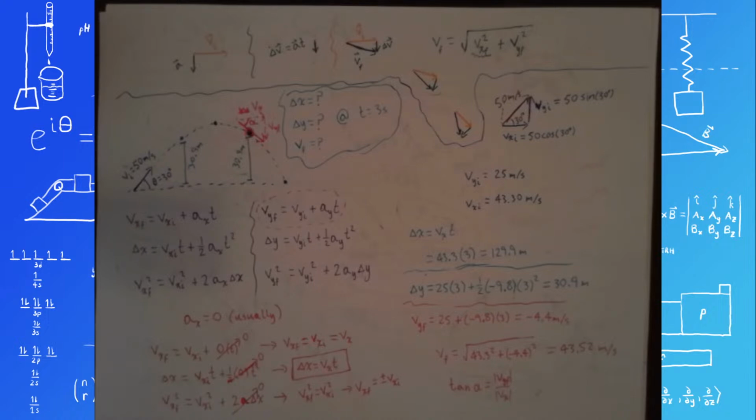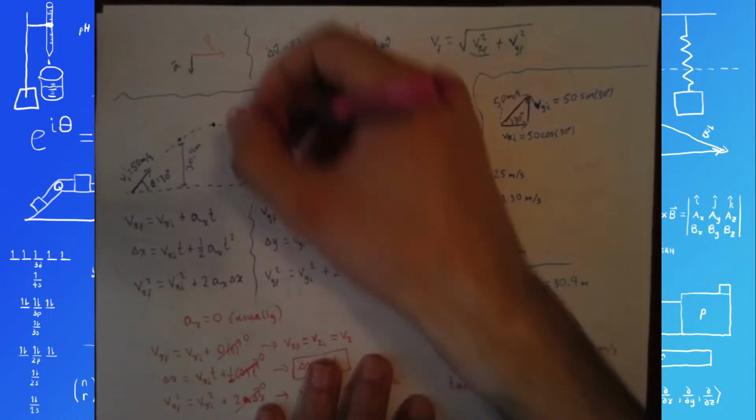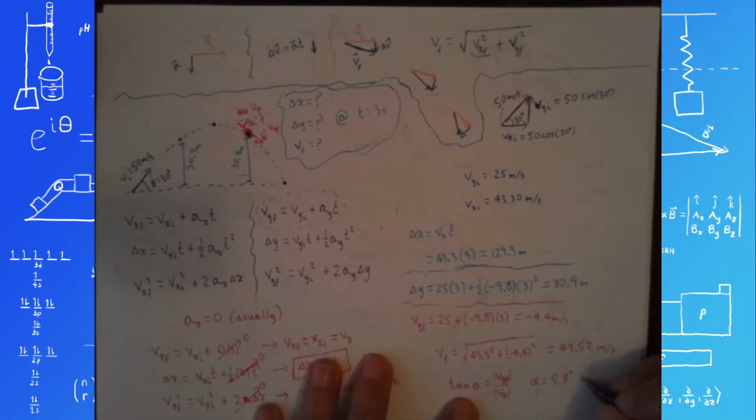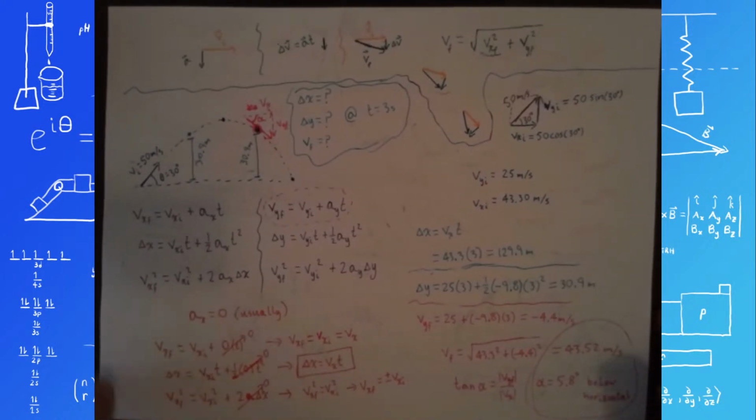of 4.4 over 43.3, I get 5.8 degrees. I get alpha equals 5.8 degrees, and that's below the horizontal direction. So my complete answer, what is V final? It's 43.52 meters per second at an angle of 5.8 degrees below the horizontal direction.